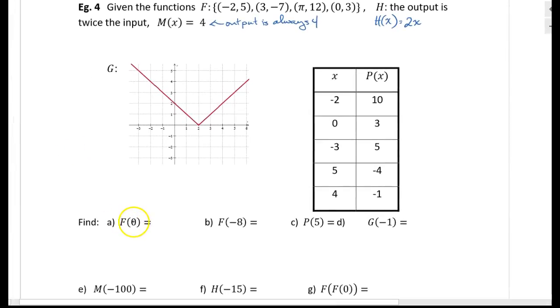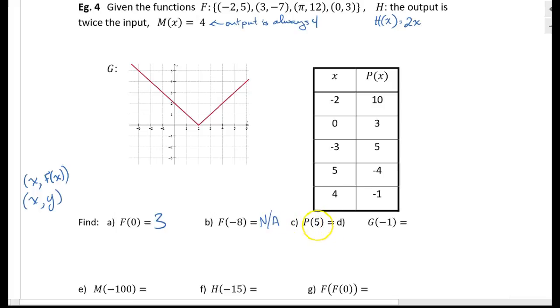So what is the output when the input is 0 for function F? Well, I look and I find, remember, when we list coordinate points, it's always x, then y, input, then output. So my input is 0, my output is 3. Okay, again, input of -8. I don't see -8 listed as one of my 4 possible points, so this is not possible.